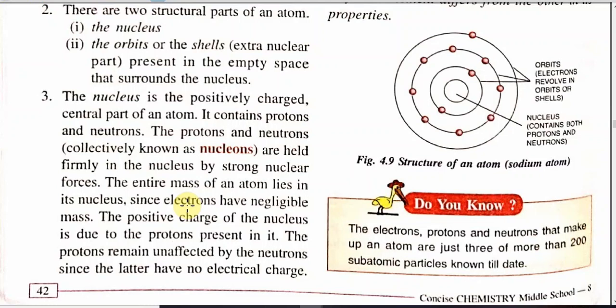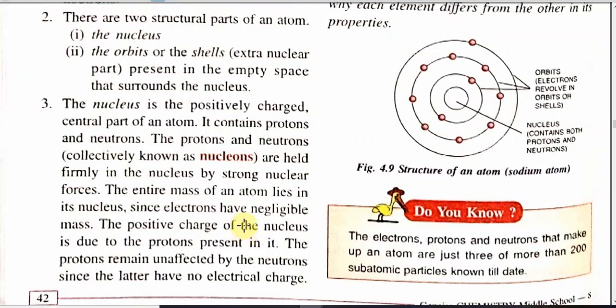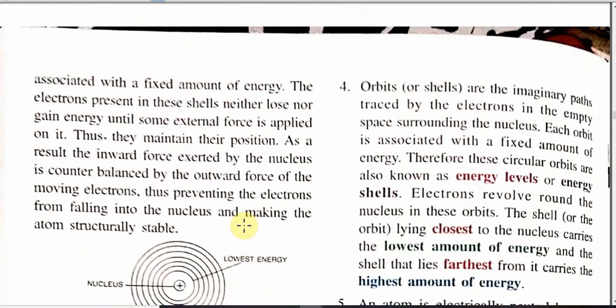Now, the positive charge of the nucleus is due to protons and the negative charge of the atom is due to the electrons. We will see the fourth point.